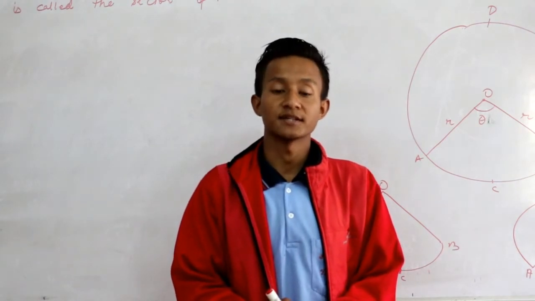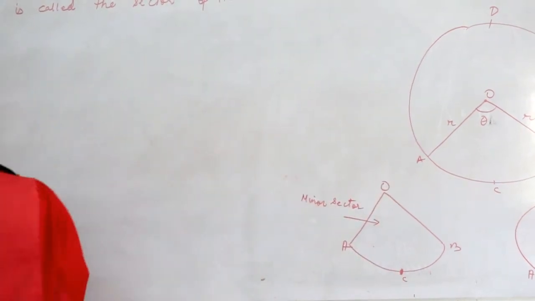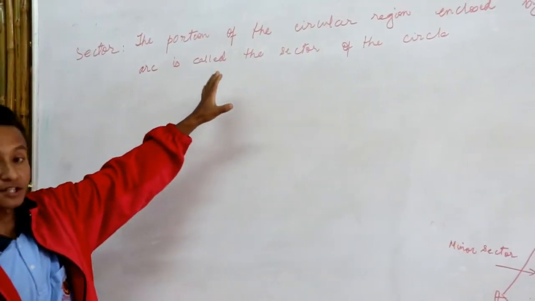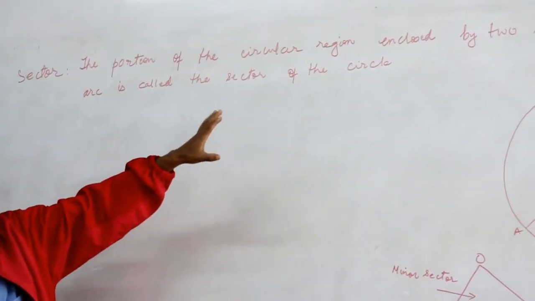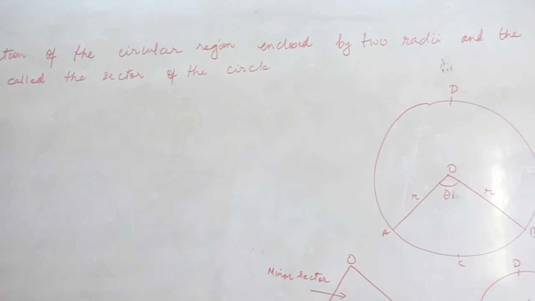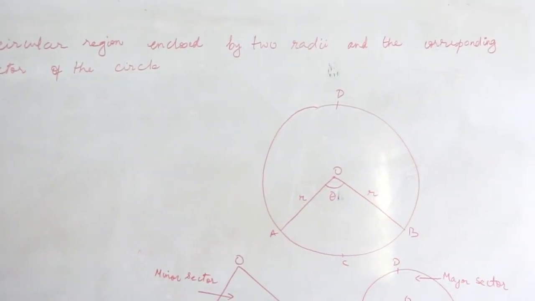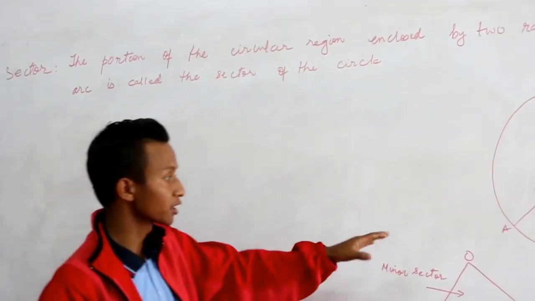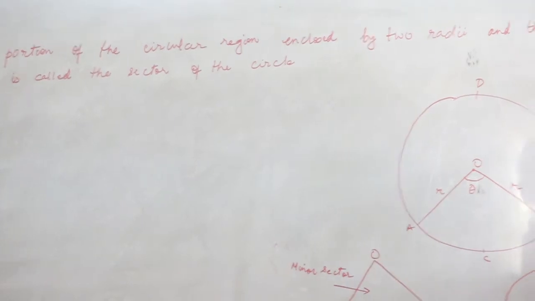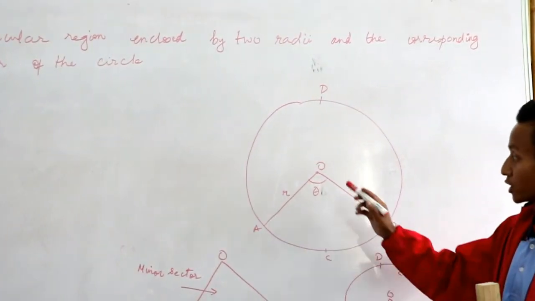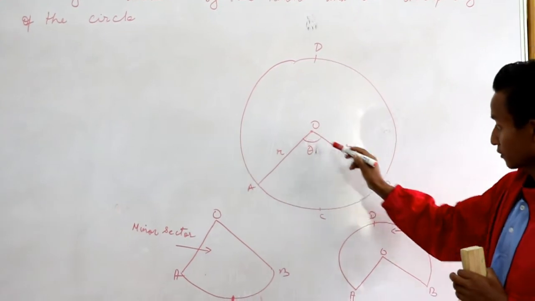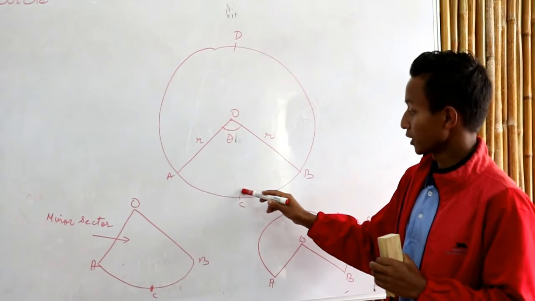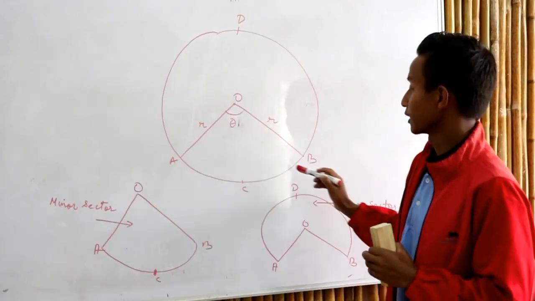First, let us start with a sector of a circle. By definition, the portion of the circular region enclosed by two radii and the corresponding arc is called a sector of the circle. Have a look at this diagram to understand the definition. Here is a circle of radius r. I take this angle as theta and I mark the points C, D, A and B.